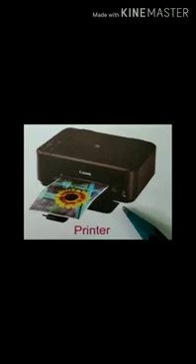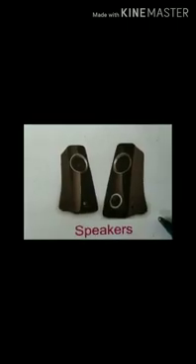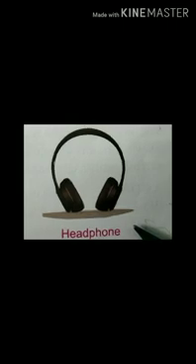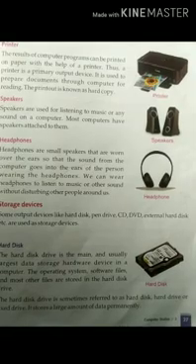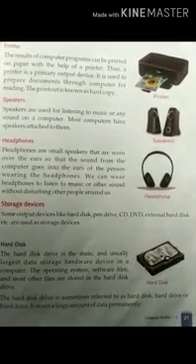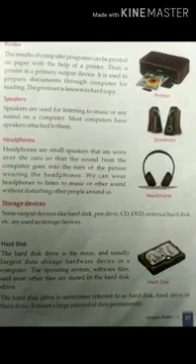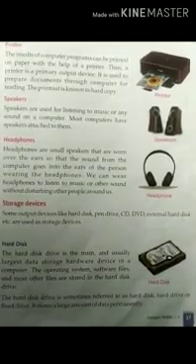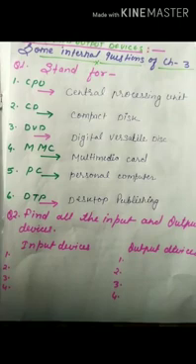Monitor, printer, speakers and headphone. These all are output devices. Through all these devices, we can see our data, we can print and listen to music or sound. Some more devices like hard disk, pen drive, CD, DVD and external hard disk are used as storage devices.